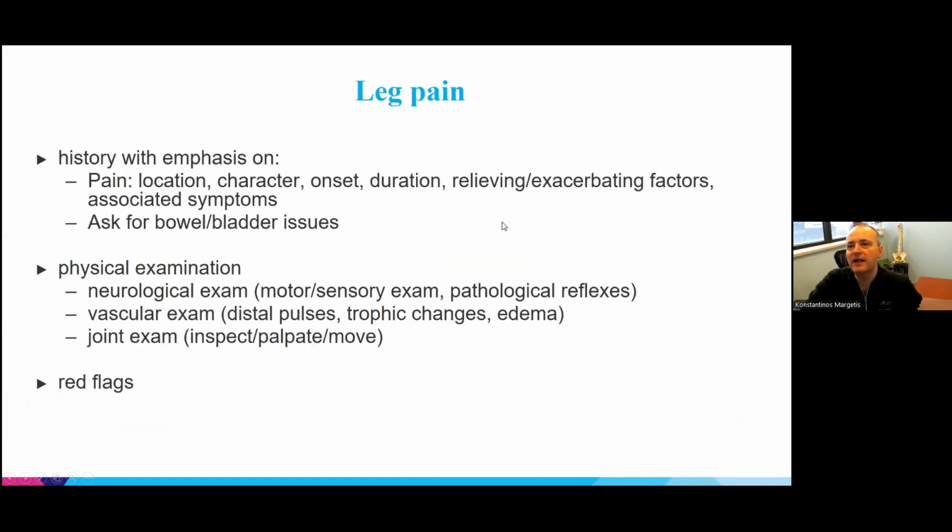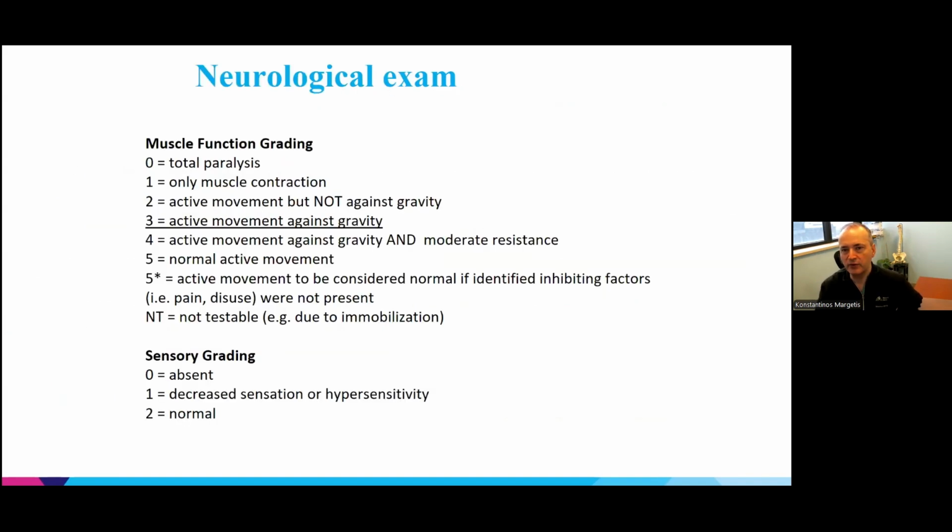Now, if they have leg pain, so we're talking about lumbar radiculopathy, we need to add the neurological exam to our examination. We also need to do a vascular exam of the legs and check that there are no problems with the arteries of the legs. And we need to check the joints of the leg, because sometimes a hip pain might mimic lumbar radiculopathy. And we need to check again for the red flags that we mentioned.